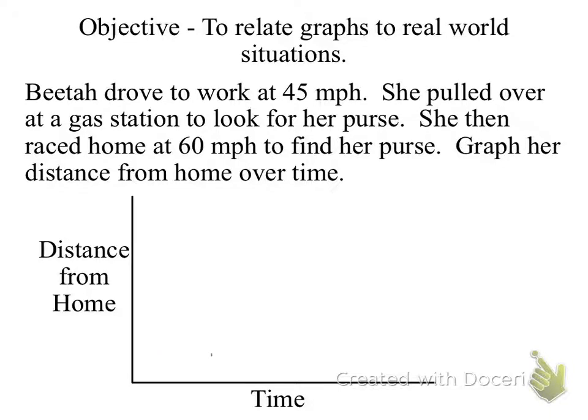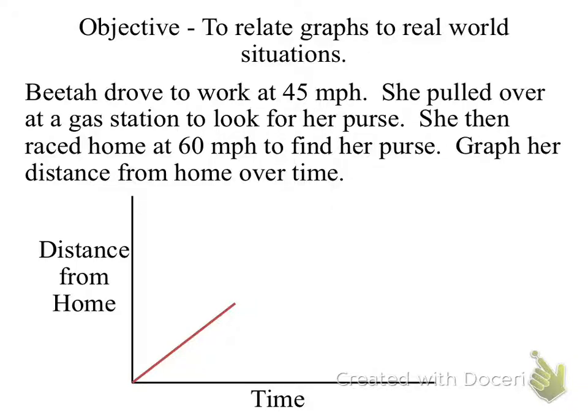Okay, it'll be a line, but not because it's distance. It's actually because of the time, because as time is continuing every second, I'm not taking a piece of the time like every hour I'm moving. I'm moving continuously. So it is going to be a line. And so let's just make a steady line at 45 miles per hour. Okay, but then she pulls over at a gas station to look for her purse.